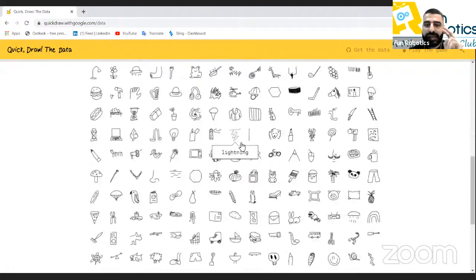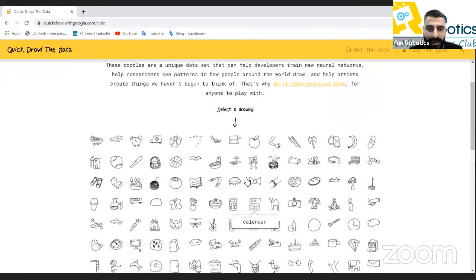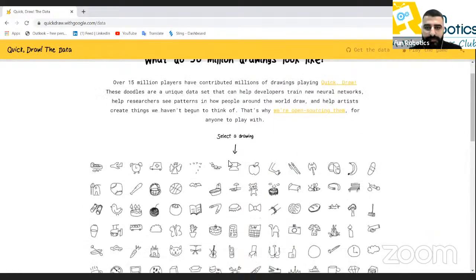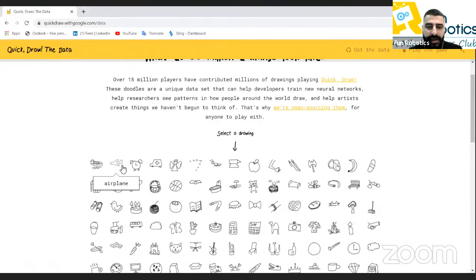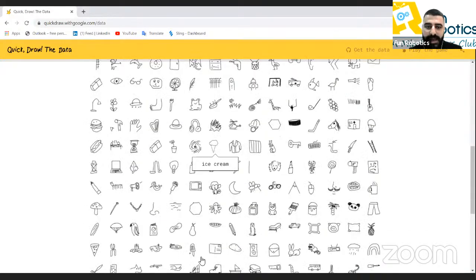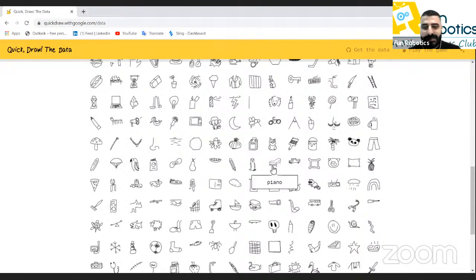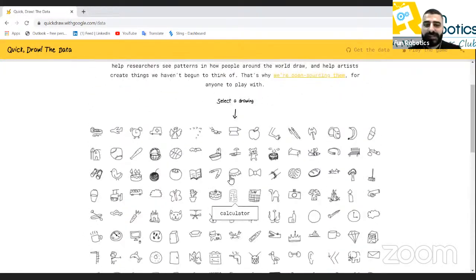These are all the different objects that QuickDraw can guess. I believe there's 50 or 60. For example, here it can guess an aircraft carrier, an airplane, or if I scroll down, it can guess ice cream. Let me see if you guys have any questions. Okay, I see a lot of people laughing at me. So I see penguin, piano. These are all the different objects that it can guess.